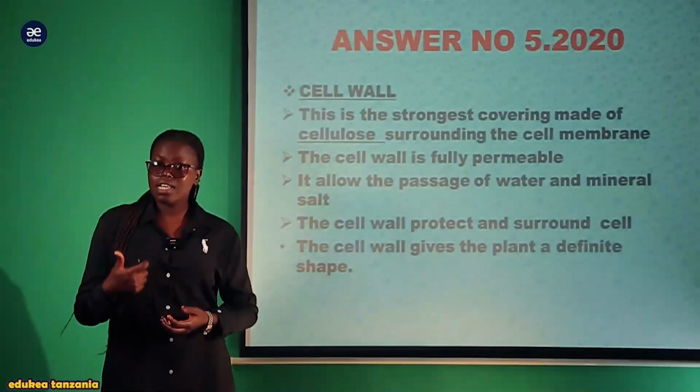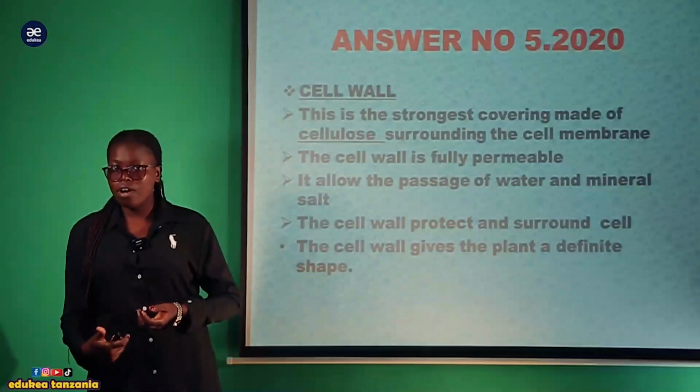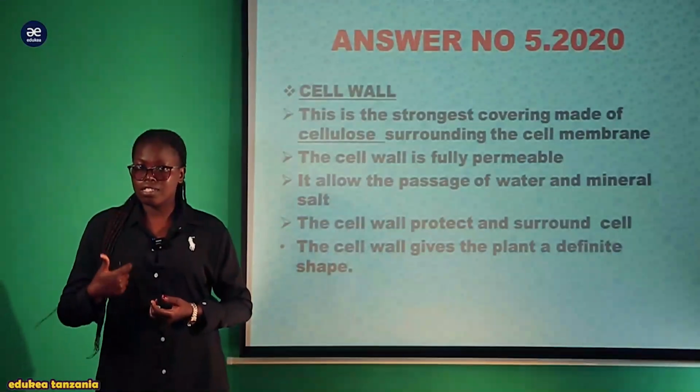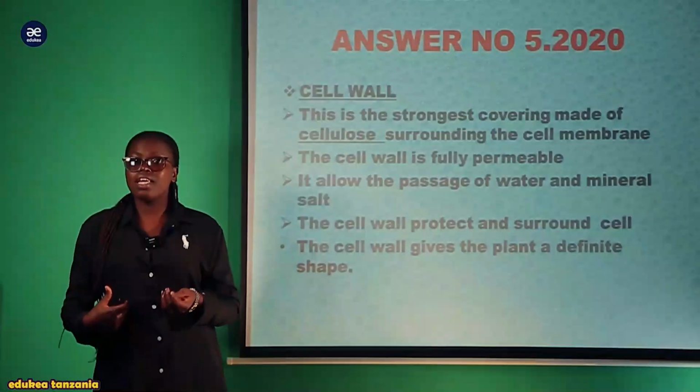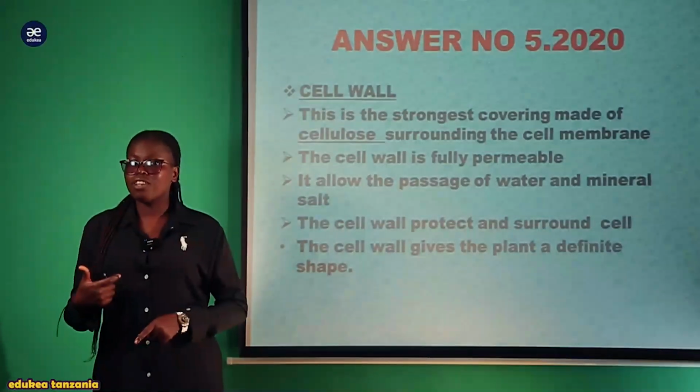So the cell wall tends to provide rigidity to the cell, so as to confer protection and a protective role to the plant cell. Also, it is one of the structures which helps to provide the plant cell its definite shape.